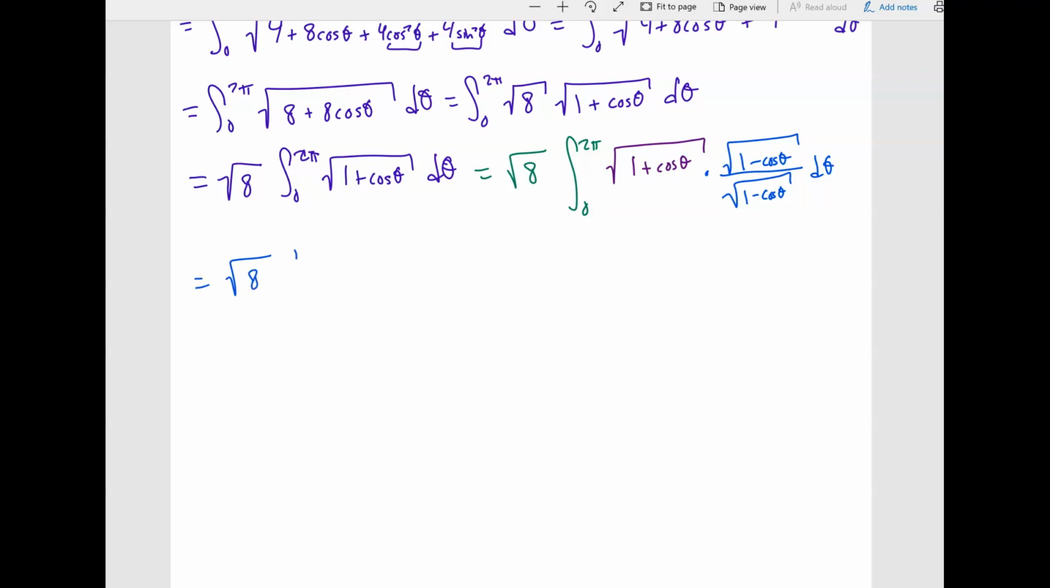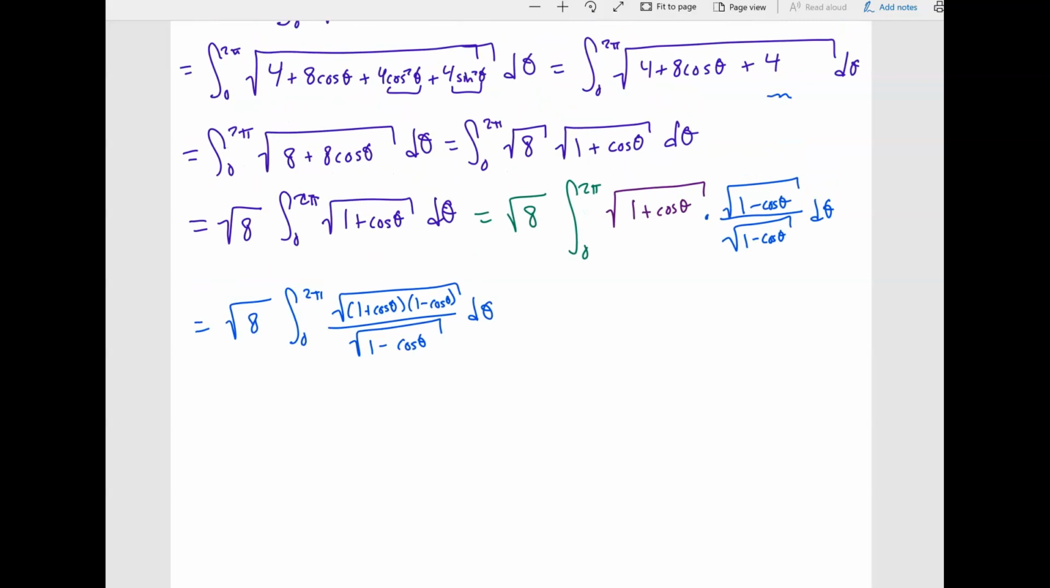So square root of 8, integral from 0 to 2 pi. And then in the middle, you're going to have 1 plus cosine of theta, 1 minus cosine of theta, divided by the square root of 1 minus cosine of theta, d theta. Now, alternatively, what you could have done is use the identity that cosine of 2 theta is equal to 2 cosine squared theta minus 1, and then rearrange this so that you can get this. That's always a little bit confusing, so I think that this might be a little bit better.